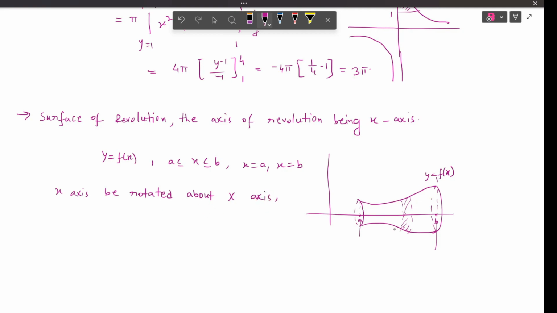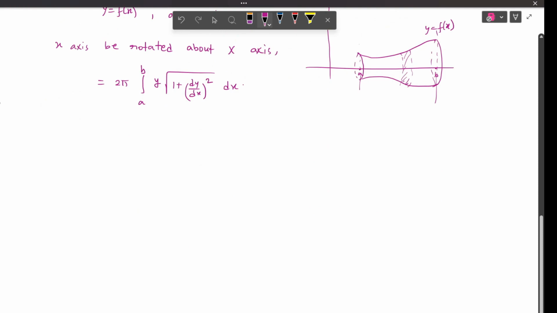The surface of revolution of this would be 2 pi integration a to b y square root of 1 plus dy by dx whole square into dx. This is the formula you have to remember. We don't have the proof in our syllabus, so we don't need that.